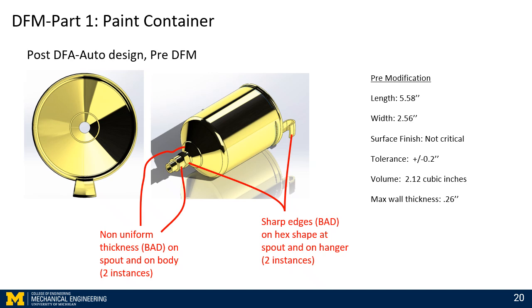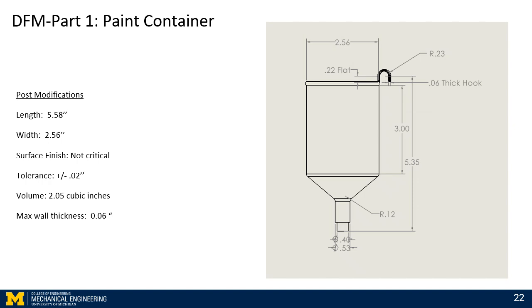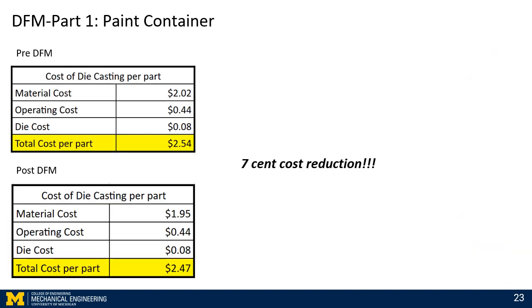Here we can see the paint container after DFA Auto and before DFM. And here are the changes we made after DFM, including changes to the wall thickness, sharp edges, uniform thickness of the wall, and more sharp edges and filleted corners. And here is a final drawing and associated dimensions of the paint container after DFA and DFM. And here we can see the cost analysis before and after DFM, with DFM saving a total of 7 cents per part.